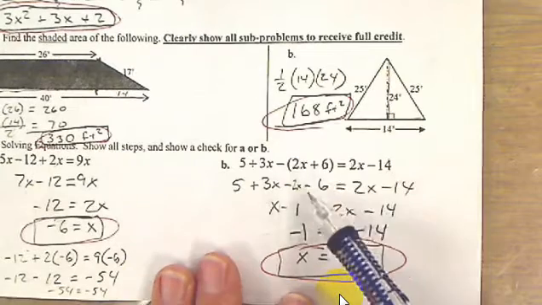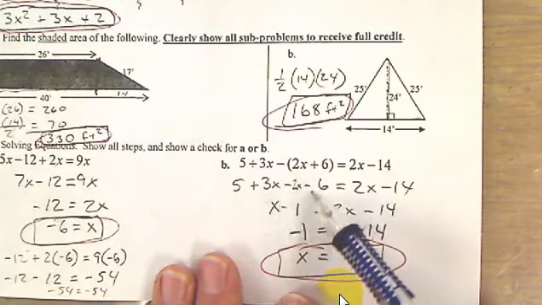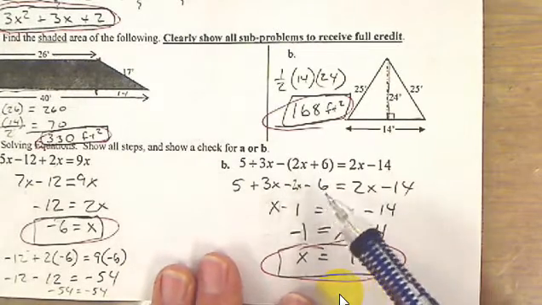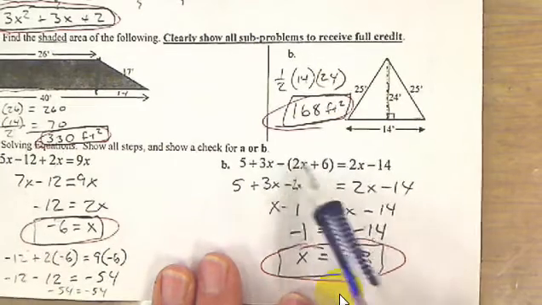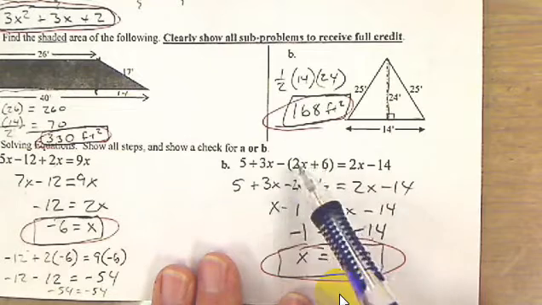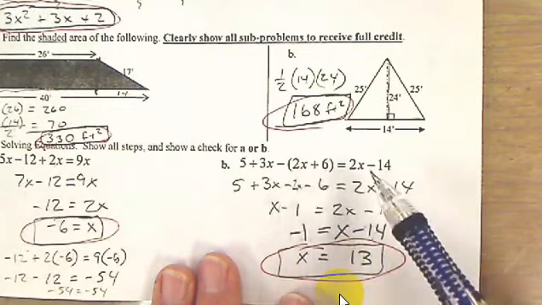The most common mistake here is right here. Look at yours. See if you have a plus there. That's where most people make their mistakes. Negative 2x, negative 6. You've got to distribute that negative symbol to both of them, or subtract both of them, however you want to look at it.